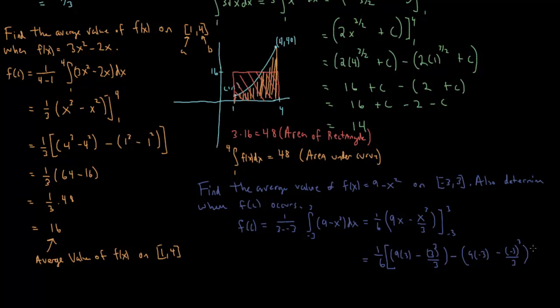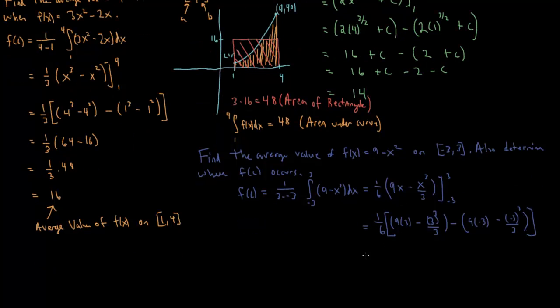Close parenthesis, close bracket. So we have that 1 over 6 out front. And now what do we have? That's 27. Now what's 3 cubed? 3 cubed is 3 times 3 times 3. So 27 over 3 is 9. So 27 minus 9 is 18. So that first set of parentheses simplifies to 18 minus, okay, -3 cubed is -27, but we have a negative out front, so it's going to be +27 over 3. So that's 9 again. But then we have 9 times -3, so that's -27.